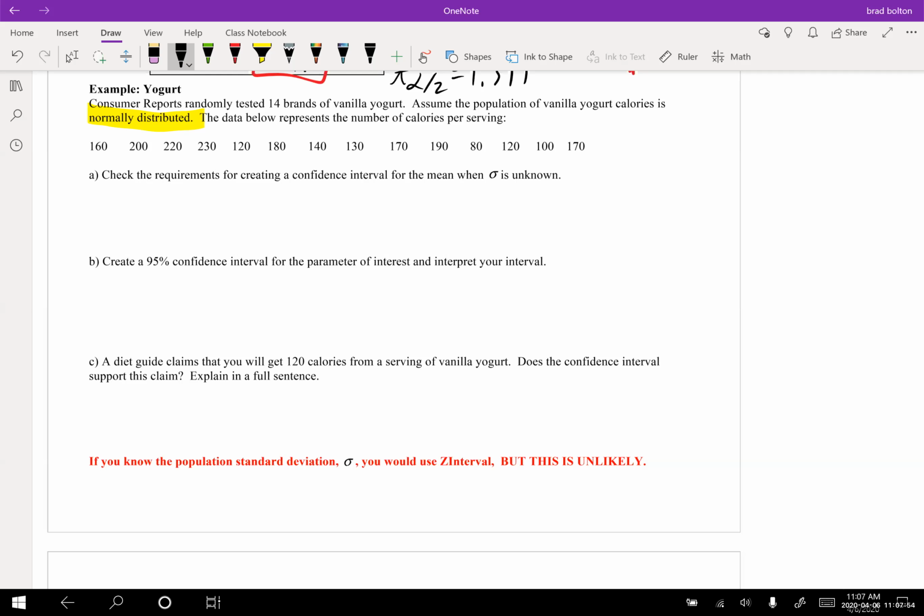Okay, so it says Consumer Reports randomly tested 14 brands of vanilla. Assume the population of vanilla yogurt calories is normally distributed. The data below represents the numbers per serving. Check the requirements for creating a confidence interval for the mean when the standard deviation of the population, sigma, is unknown. So two things we have to take from this.